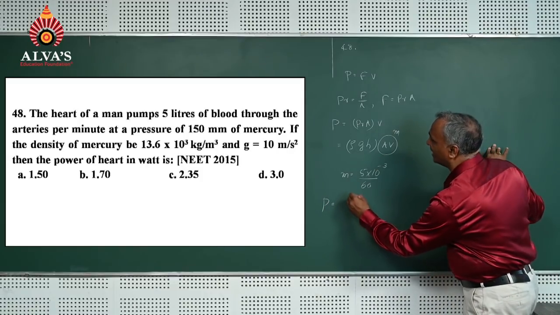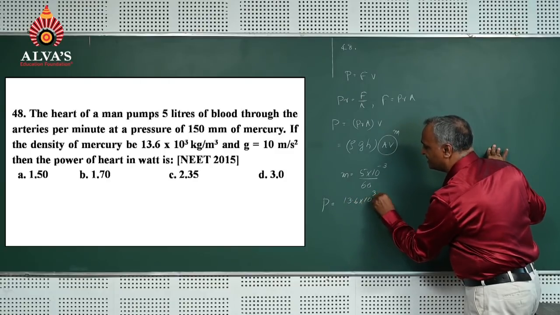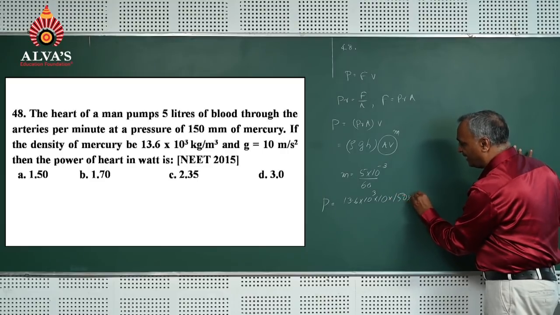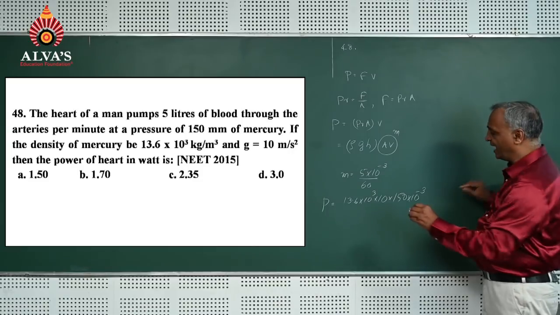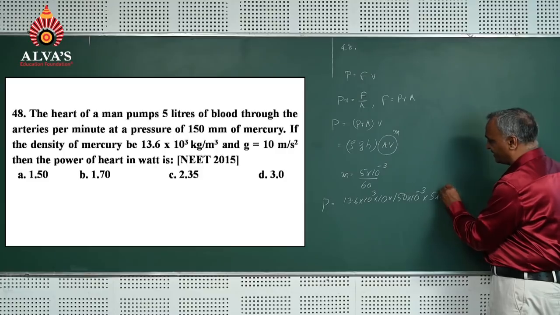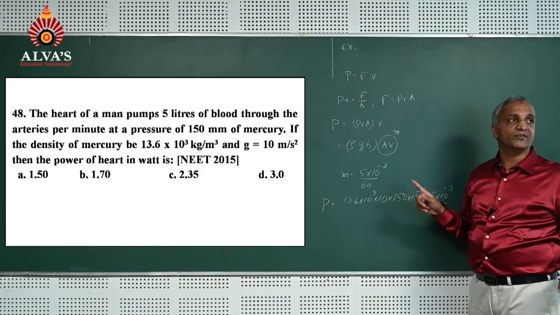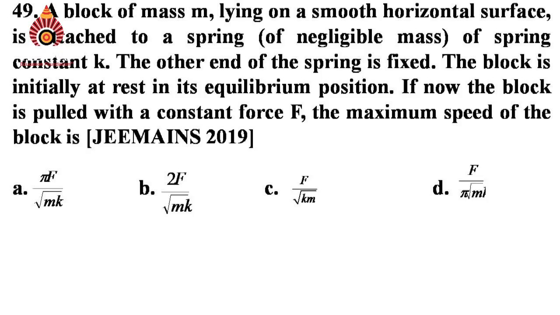So I will get rho as 13.6 into 10 to the power 3, g is 10, height is 150 millimeter, multiplied by 10 to the power minus 3 to convert that into meter, and the value of M is 5 into 10 to the power minus 3 divided by 60. If you calculate, this will be the power of the heart. You are going to get 1.7 watt. So I'll go for option B.